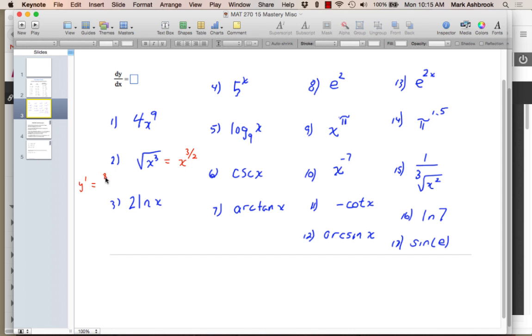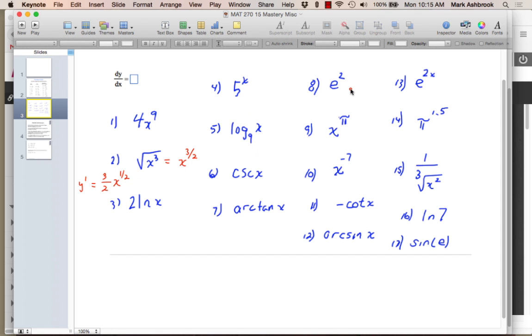Okay? You get? You should have got 3/2 x to the 1/2. 3/2 x to the 1/2 for the rate of change function for number 2. Okay, so these should be all pretty straightforward until we get to number 8.